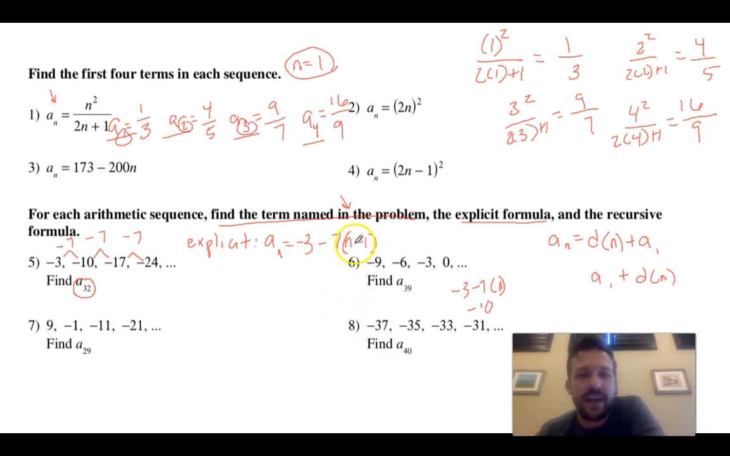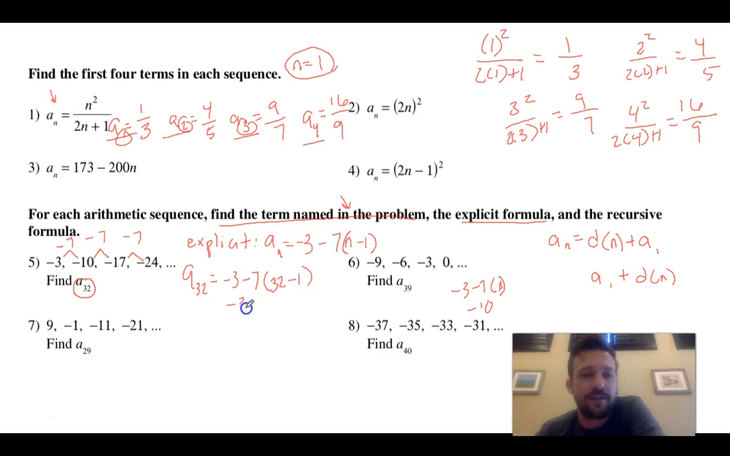Yeah? And now when I plug in 1, I would get negative 3 because this would make it 0. I'd cancel this whole first thing out, and it just leaves me with negative 3 as my first term. So since I got my explicit, it's now pretty easy to solve for the 32nd term. Okay, so a32 would be negative 3 minus 7 times 32 minus 1.